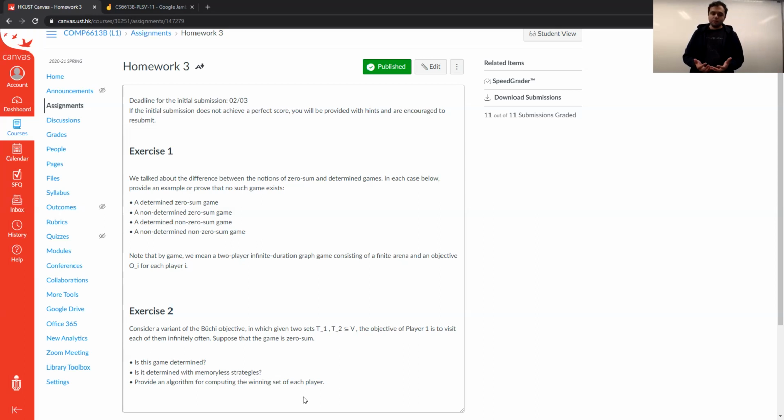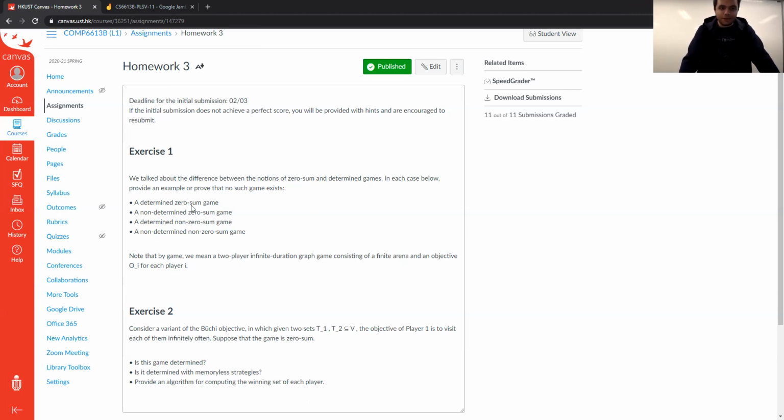Basically, a game is determined if from every starting point, from every vertex of the game graph, either player 1 has a winning strategy or player 2 has a winning strategy. And we also defined what winning strategies are. So a strategy for a player is a winning strategy if no matter how the other player plays, the outcome is part of the objective of the player that wants to win. Okay, so based on that, looking at these 4 cases, everyone could get 2 of them at least.